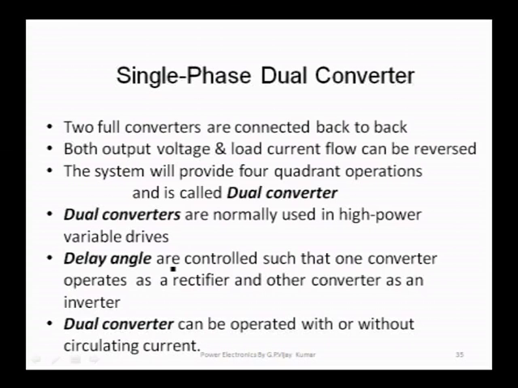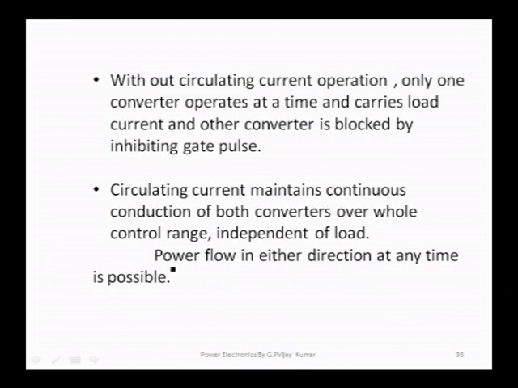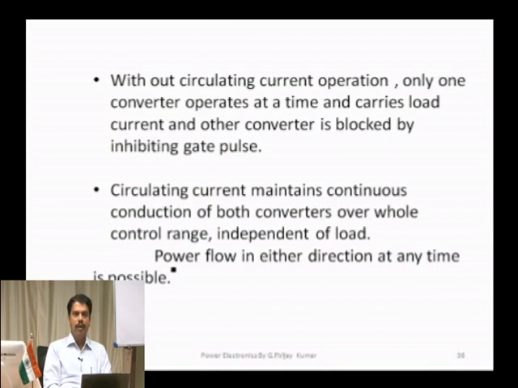The dual converters can be operated with or without circulating current. Without circulating current operation, only one converter, as already told you, operates at a time and carries the load current, and the other converter is blocked by inhibiting gate pulses, by removing gate pulses. The circulating current maintains the continuous current conduction of both converters over the whole control range independent of the load. The power flow in either direction at any time is possible.